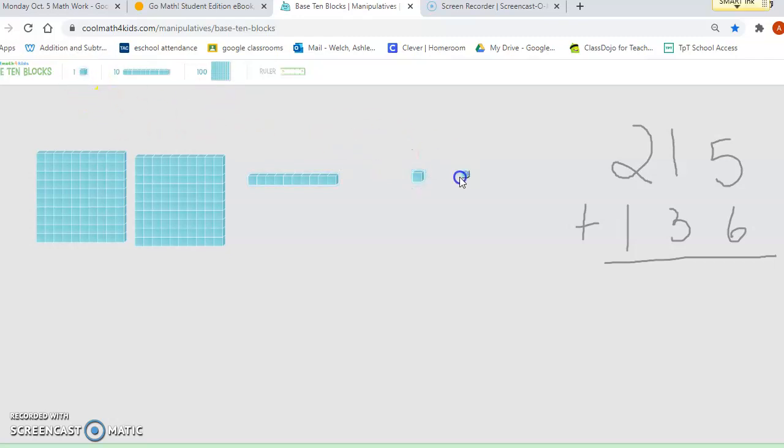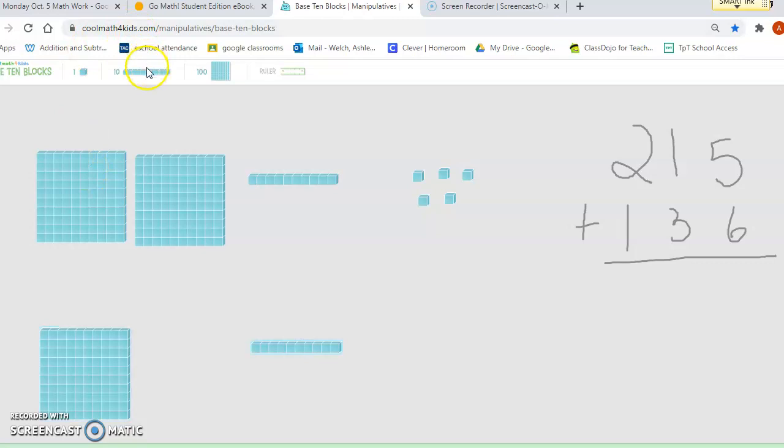1, 2, 3, 4, and 5. So I have the number 215 built, and now I need to build the number 136. So I'm going to go down here, 130. I know I need 3 tens.